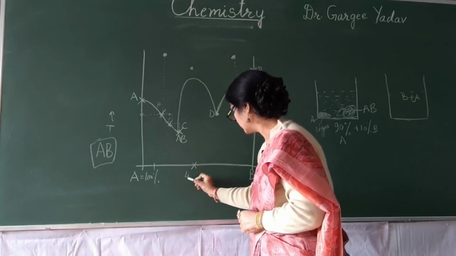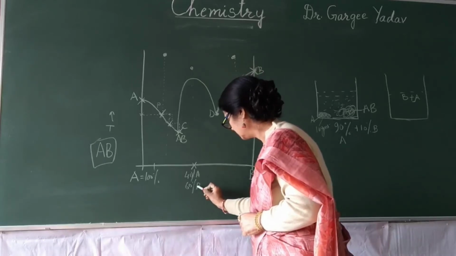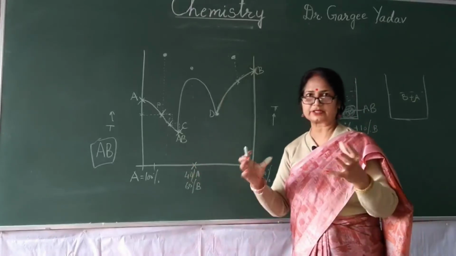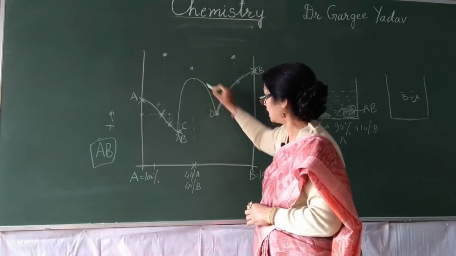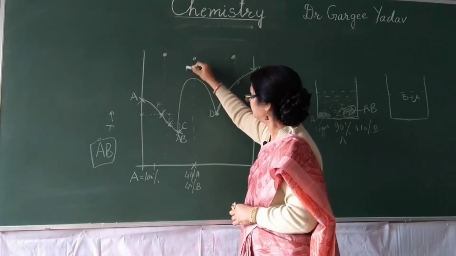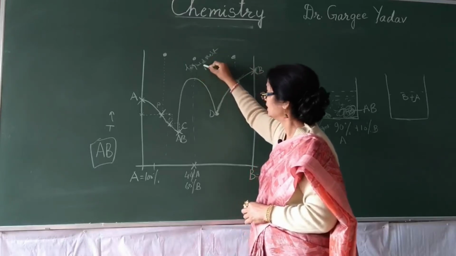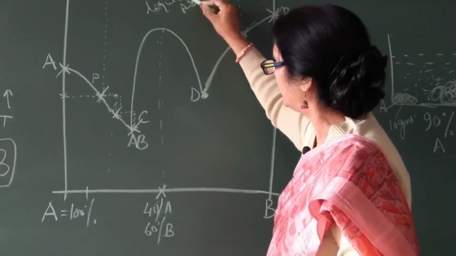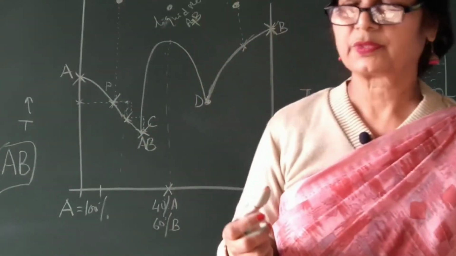let it be 40% of A and let it be 60% of B. Let's suppose we are taking a composition of 40% of A and 60% of B, and this corresponds to the peak of this graph. So if we take any composition over here, so here we are having the liquid melt of A and B, plus A plus B. We are having the liquid melt of A plus B over here.